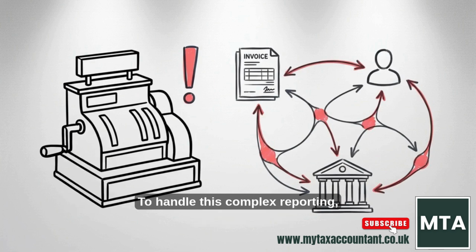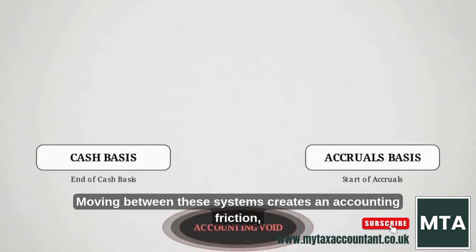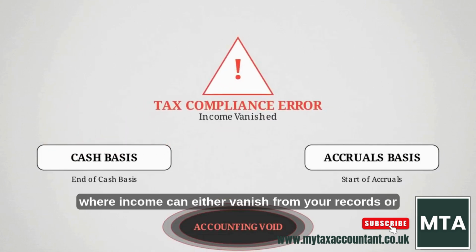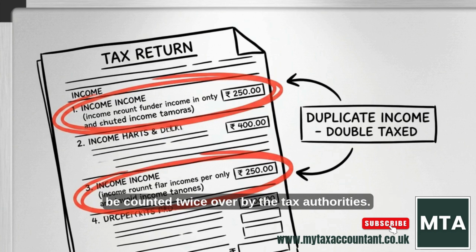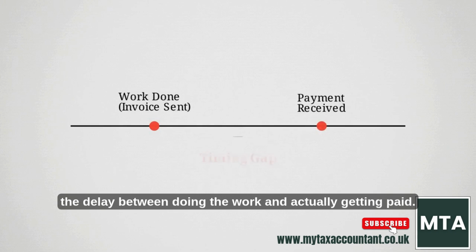To handle this complex reporting, growing businesses are effectively forced to switch to traditional accruals accounting. Moving between these systems creates an accounting friction, where income can either vanish from your records or be counted twice over by the tax authorities. This diagram illustrates the timing gap, the delay between doing the work and actually getting paid.